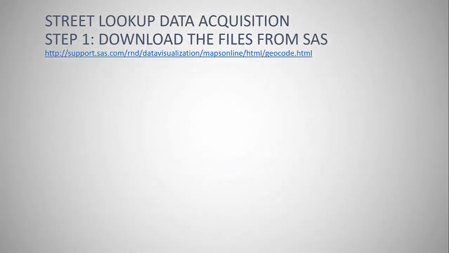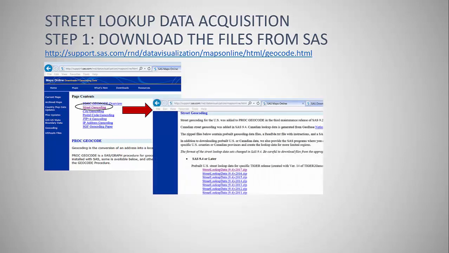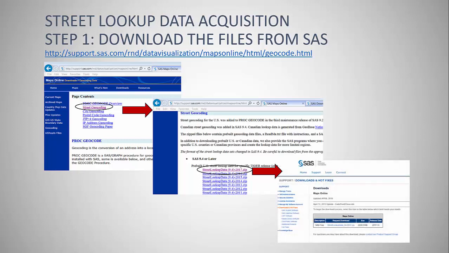So step 1, you need to download the data sets from SAS. Follow the link to find the file. This is what this website looks like. Click on GEOCODING, street level geocoding. Then select the data set that's the most recent one available. It'll bring up the actual download page, and you click on the zip file to download.